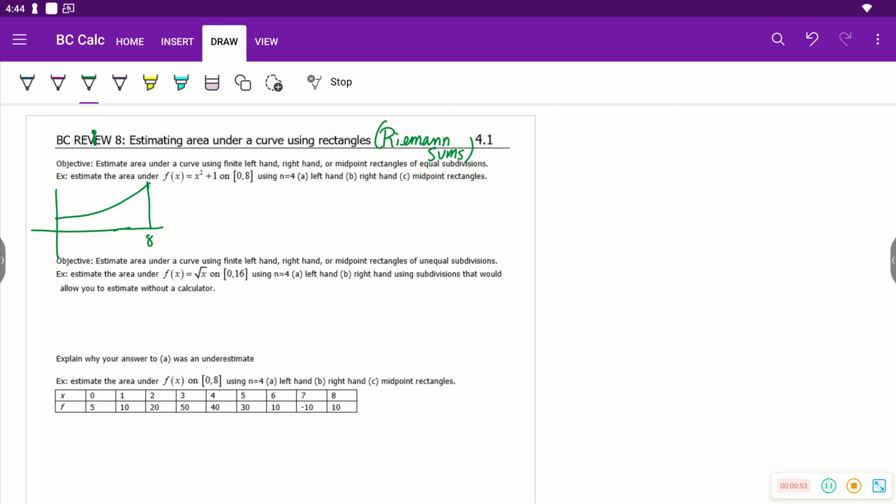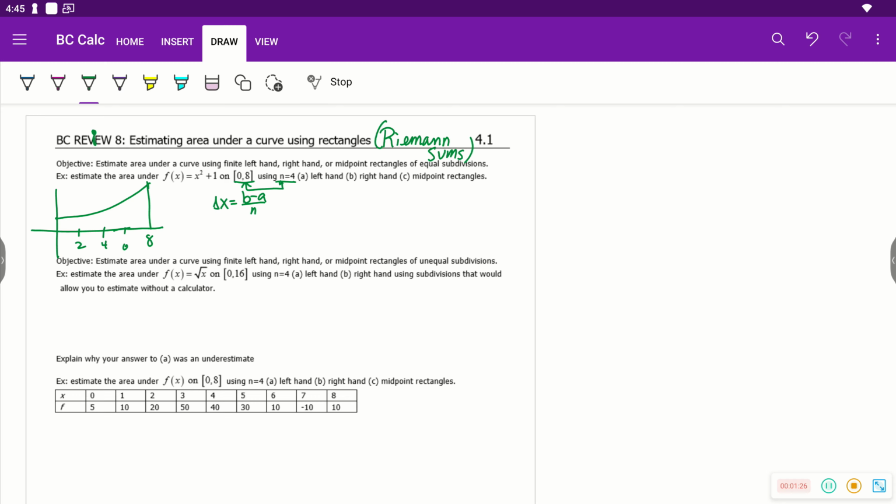If I use 4 rectangles from those two things, and the fact that we're using equal subdivisions, we can tell how wide each one is. Remember, delta x, or the base of each rectangle, comes from the region width divided into however many chunks. So in this case, dividing it into 4 makes each chunk 2. All right.